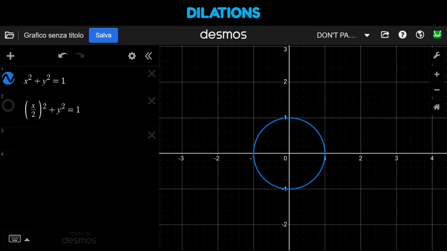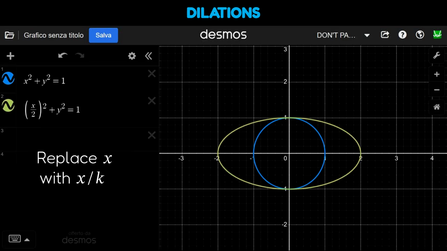If you want to stretch or compress the figure, you can replace x with x divided by k, or y with y divided by k, depending on whether you want to do it horizontally or vertically. For values of k greater than 1, you get a dilation. For values between 0 and 1, a compression.